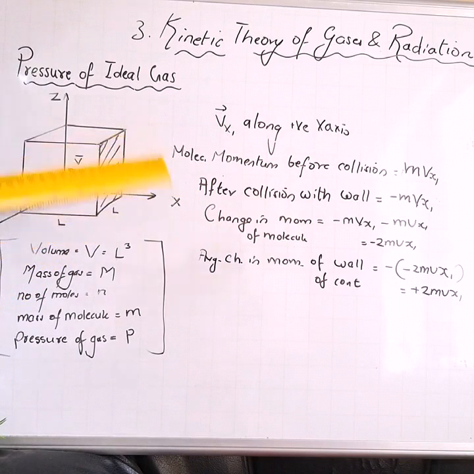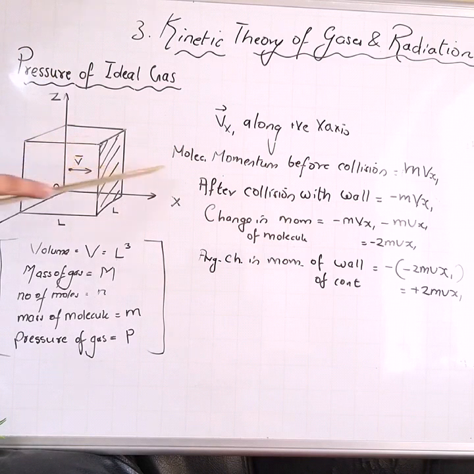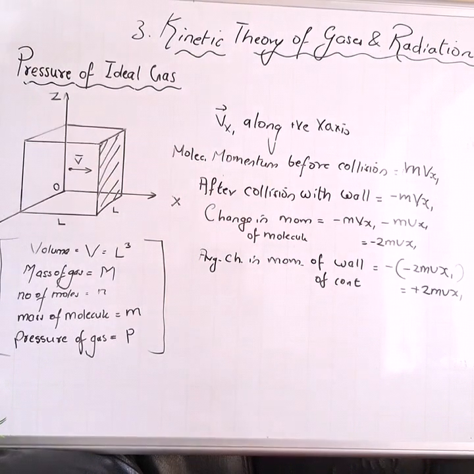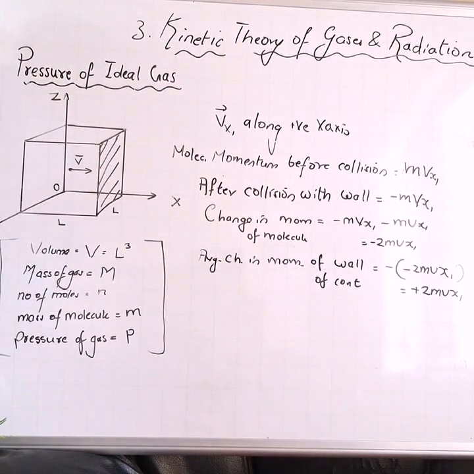Now you will ask me, what about the y component and z component? See, when a molecule is moving along the x-axis, it will have only the x component. But if you ask me, what about the molecules which are moving along the y-axis, z-axis, etc.? See, inside a container, all the components of velocity are equally distributed between all the three axes, x, y and z. So I have taken one such component of velocity along the positive x axis.